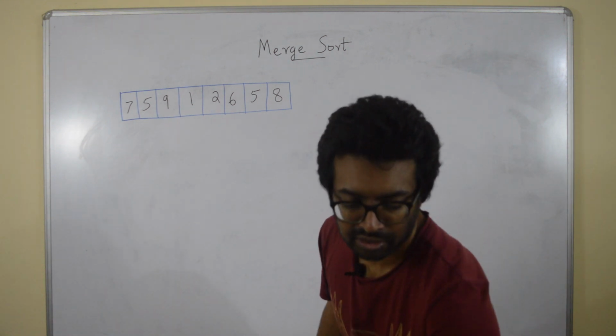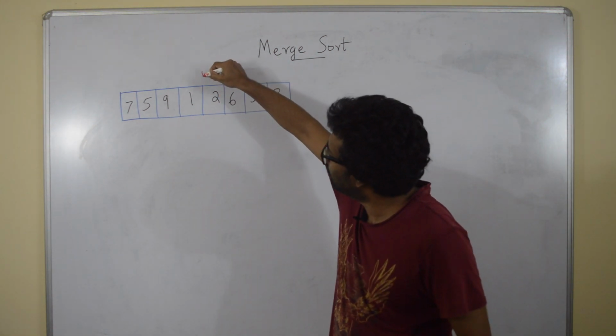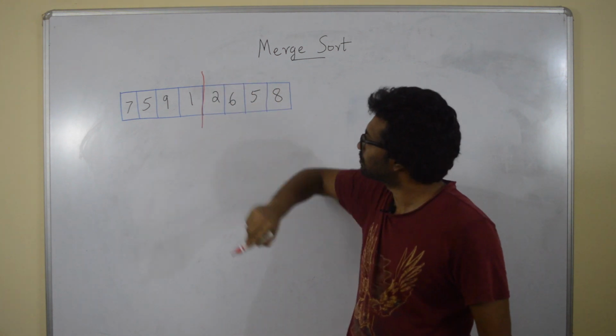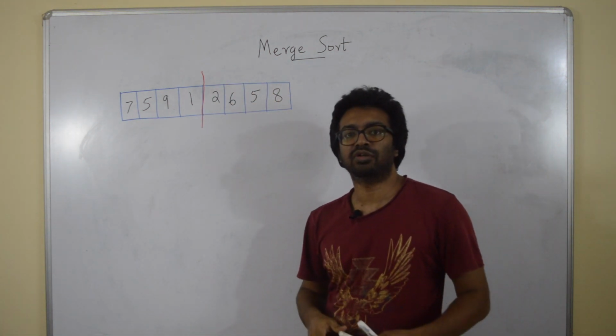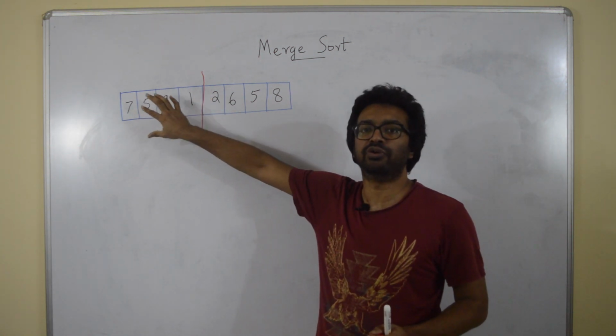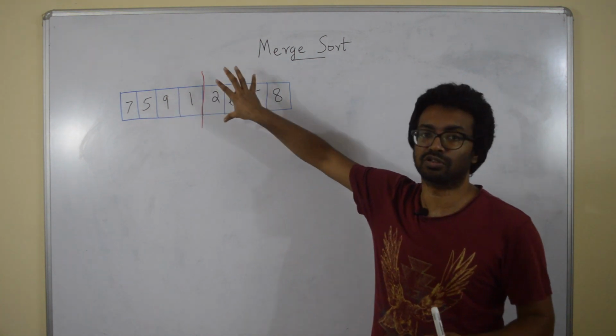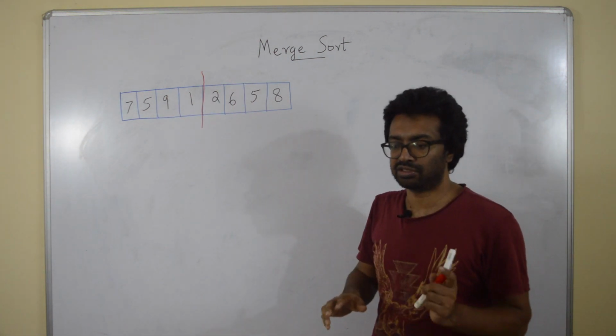So how do we split? You split it in the middle, right? You're going to split the array in the middle into two parts, and you're going to sort this part and sort this part separately. You first sort this part and then you sort this part, right? So first let's do that.